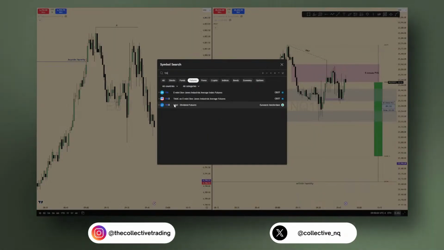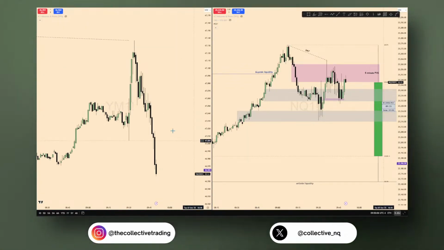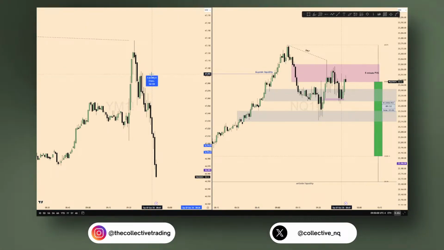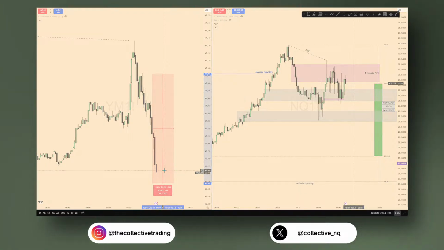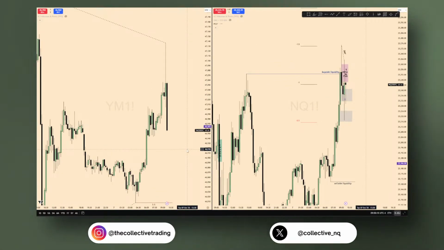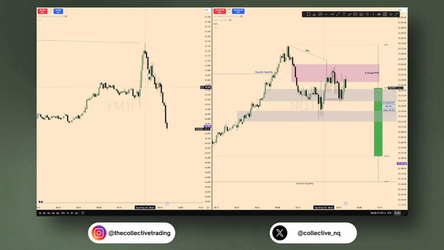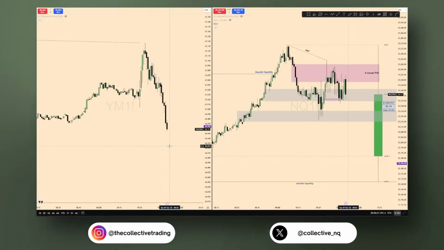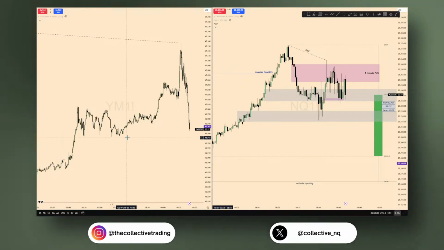This is YM, I'll pull it up. It's a 1-minute YM. Very, very fluid in comparison to NQ here. We get the manipulation higher. Then it's inversed. Then it works its way lower. Gets a bit more expansion. Slightly easier to read, right?